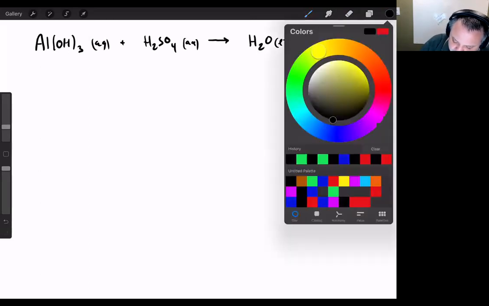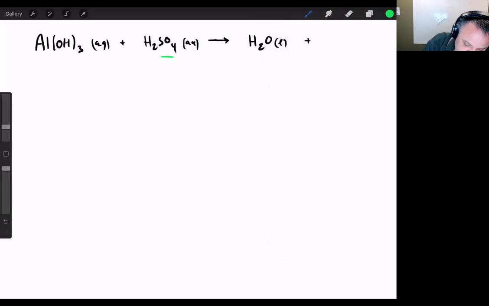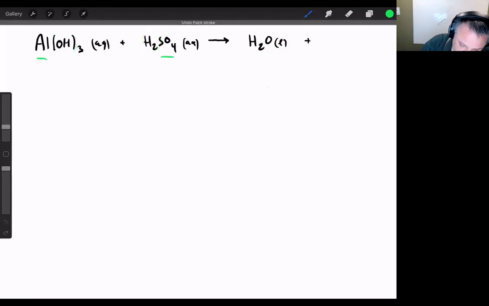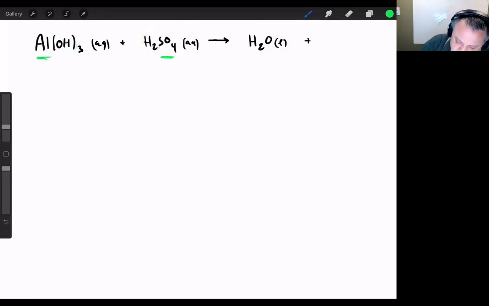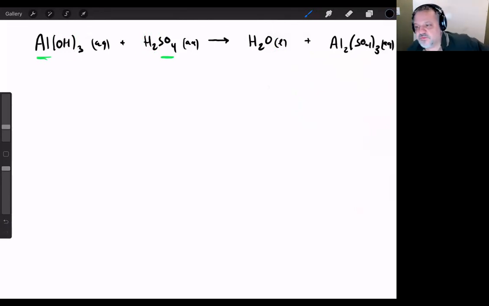And the salt will be based on that ion and that ion. It's because the hydroxide and the hydrogen ion are what get together to make water. So I'm left with the sulfate and the aluminum ion to make the counter salt, the salt that's formed. And so the formula for that would be Al2SO4 3. And I'm going to ignore solubility rules for the moment. I'm going to say it's aqueous. And I'm doing this just for example's sake.